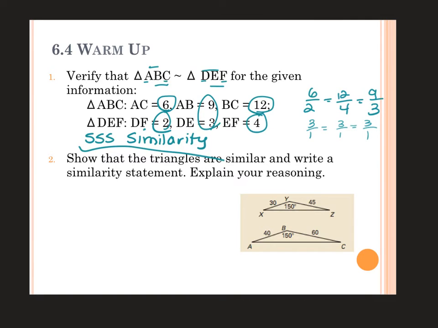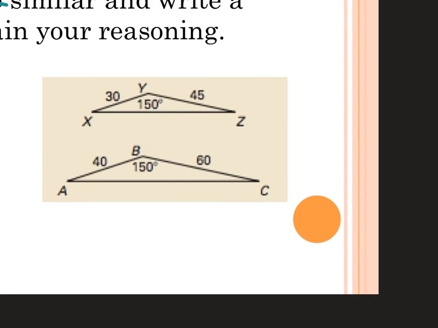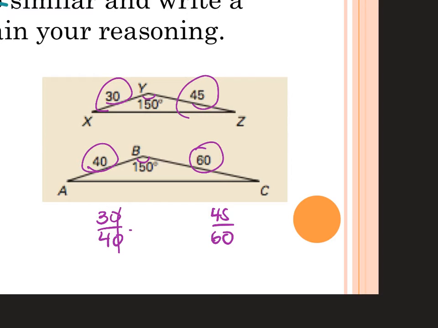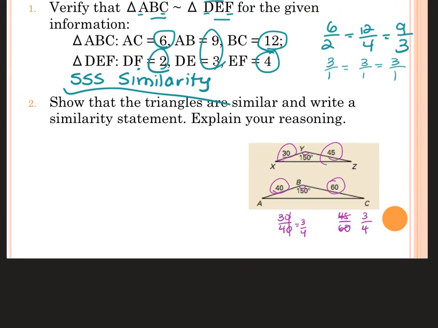All right, number 2 says show that the triangles are similar. Write a similarity statement and explain your reasoning. So we've got the congruent angles that are matched at the top there, which you need because that's the included angle. And then 30 over 40 would have to equal 45 over 60. Cross through these, that's 3/4. And 15 goes into both of these 3 times and 4 times. So yes, triangle XYZ is similar to triangle ABC, side angle side similarity.